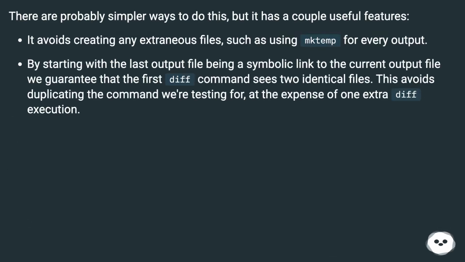There are probably simpler ways to do this, but it has a couple of useful features. It avoids creating any extraneous files, such as using temp files for every output. By starting with the last output file being a symbolic link to the current output file, we guarantee that the first diff command sees two identical files. This avoids duplicating the command we're testing for, at the expense of one extra diff execution.